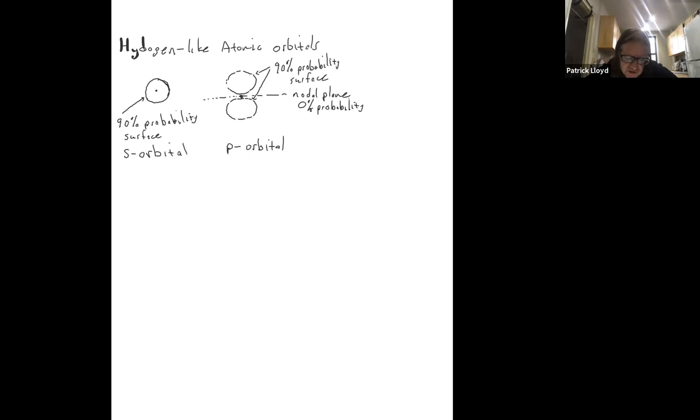So this is kind of cool. These are sometimes called dumbbells. People call them dumbbells. They're also referred to as lobes. That's the more common. We call them lobes. And the p orbital, one of its properties is that it has two lobes, right?